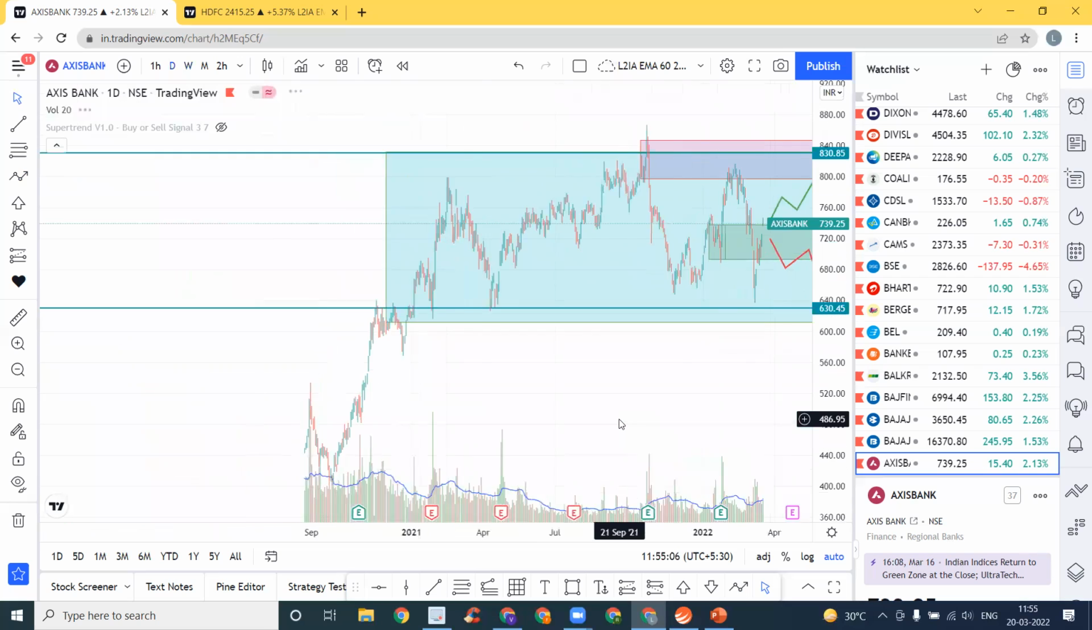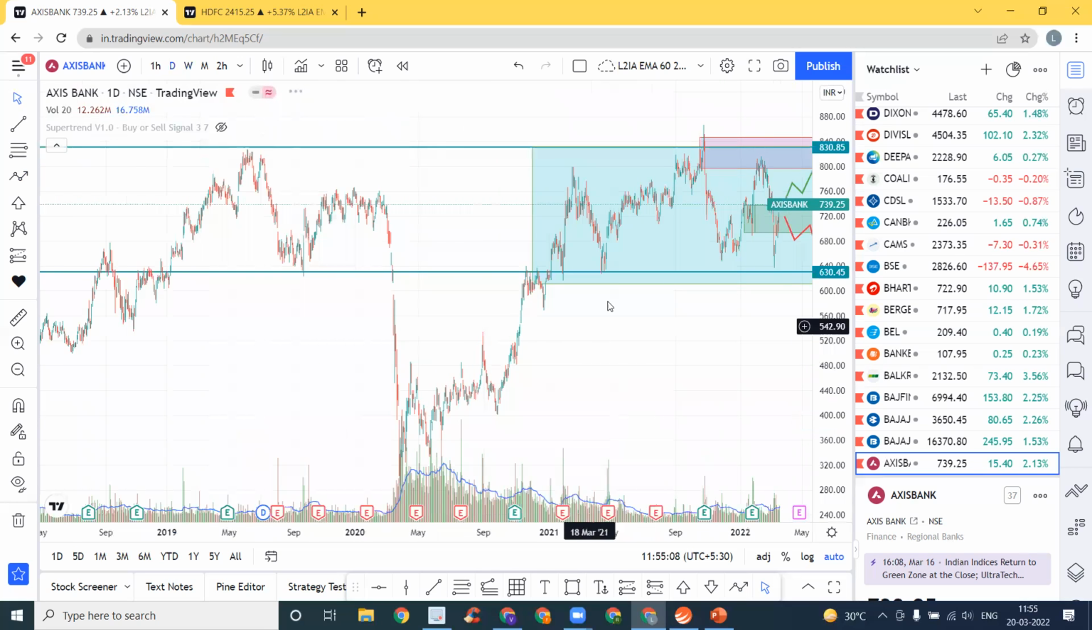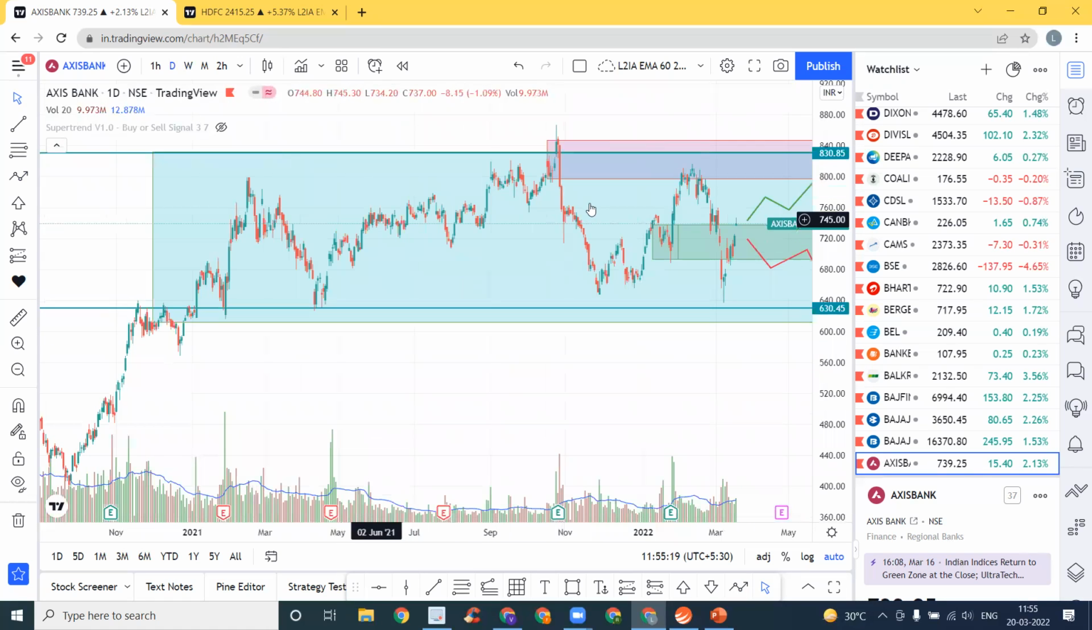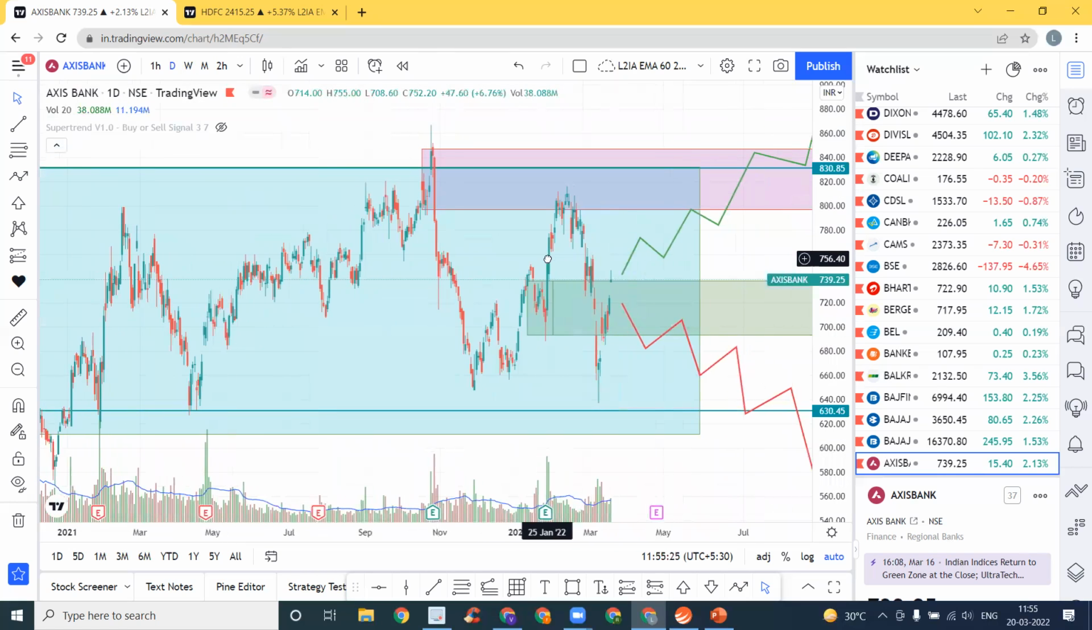On the day chart, it is like this. So from here, if you say somewhere near December of 20, it is moving in a very parallel direction, and the range is between 630 to 830. Okay, let's move further.